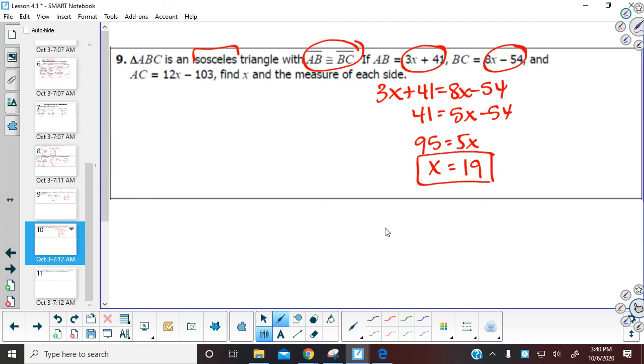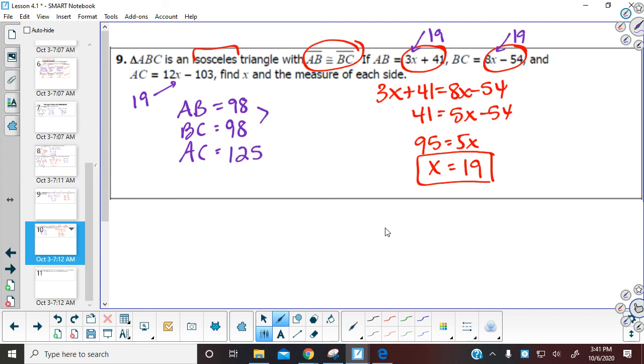But again, it doesn't ask us for just x. It also asks us for the measure of each side. So I'm going to plug in my 19 here, here, and also here. 3 times 19 plus 41 gets us 98. If we look at BC, we get 8 times 19 minus 54, which is also 98. And then you get AC, 12 times 19 minus 103, which gives us 125. Again, these two should be the same. They are. It does indeed check.